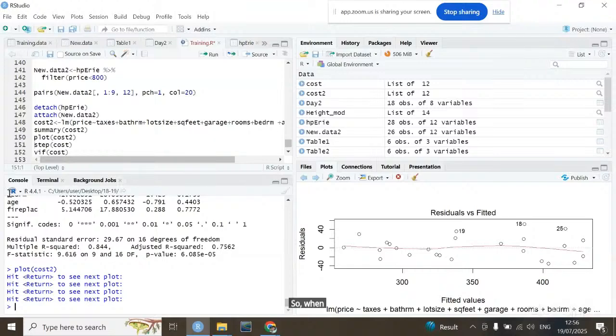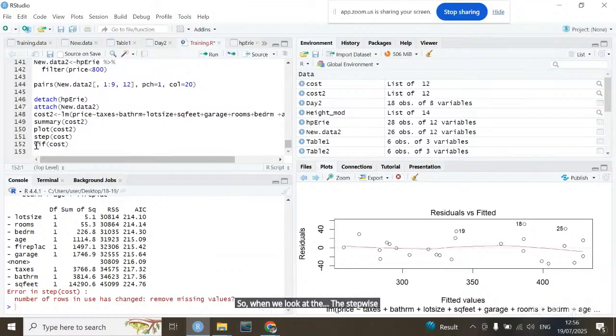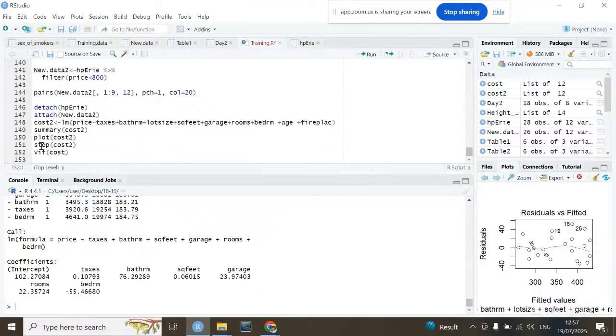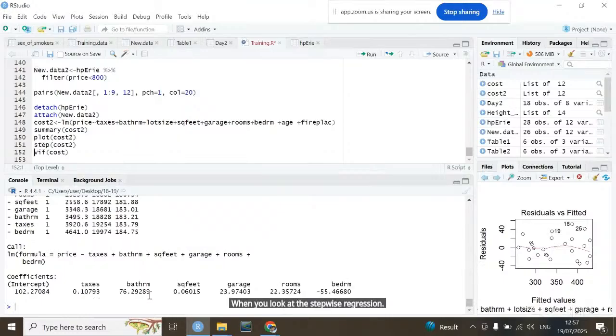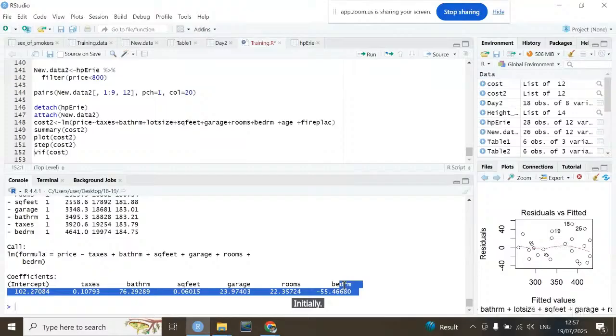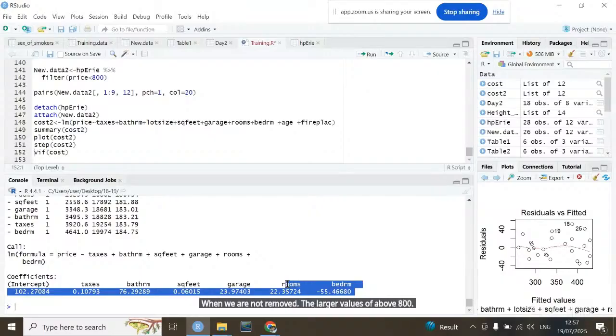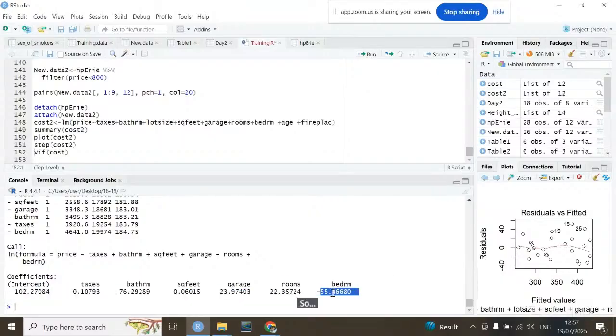So when we look at the stepwise regression, when you look at the stepwise regression, there are values which have changed. Initially, in our stepwise regression, we had H when we have not removed the larger values of above 800. So now bedroom has become a negative factor here.